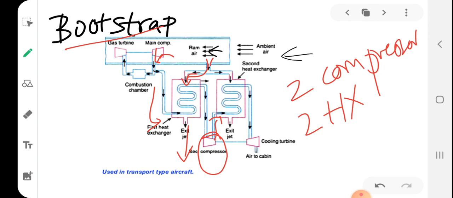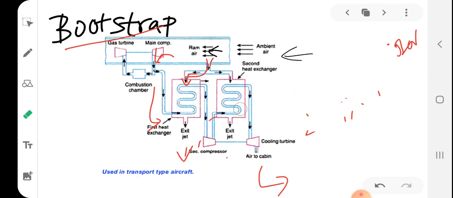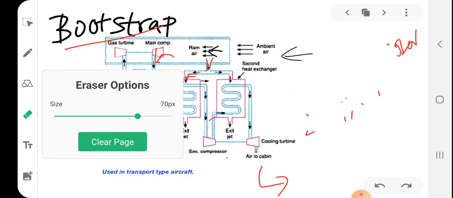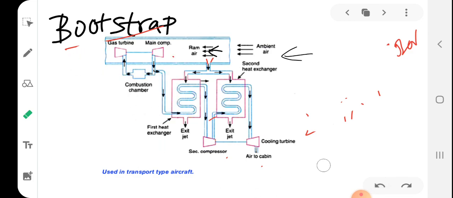Thus the compressed air will get its temperature reduced, but the pressure will be the same. So it will enter a cooling turbine. The cooling turbine will reduce its temperature and pressure by expansion, and this air, with temperature and pressure reduced, will enter the cabin. The cooling turbine will give the work for the secondary compressor. The power required for the working of the secondary compressor is provided by the cooling turbine itself. This is how the bootstrap system works.